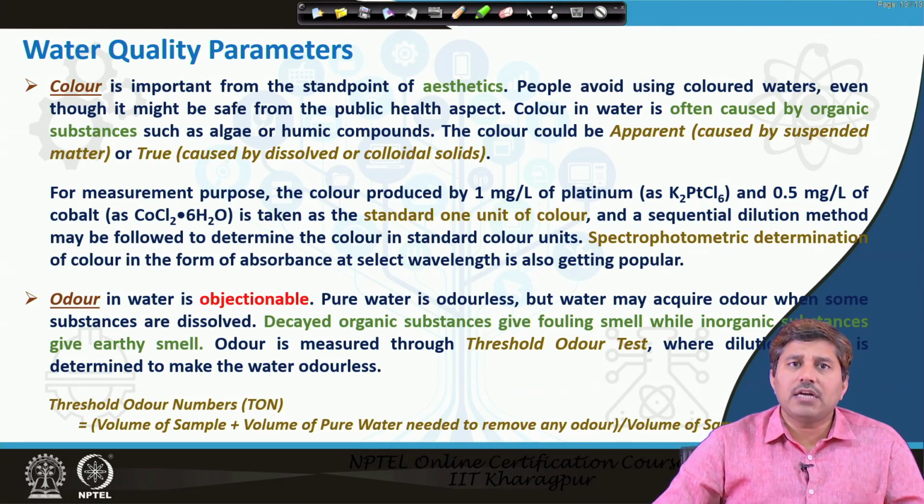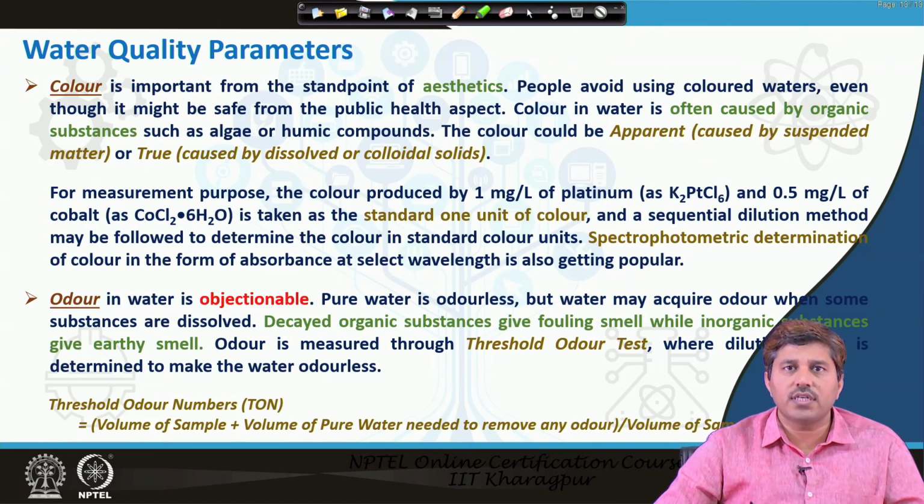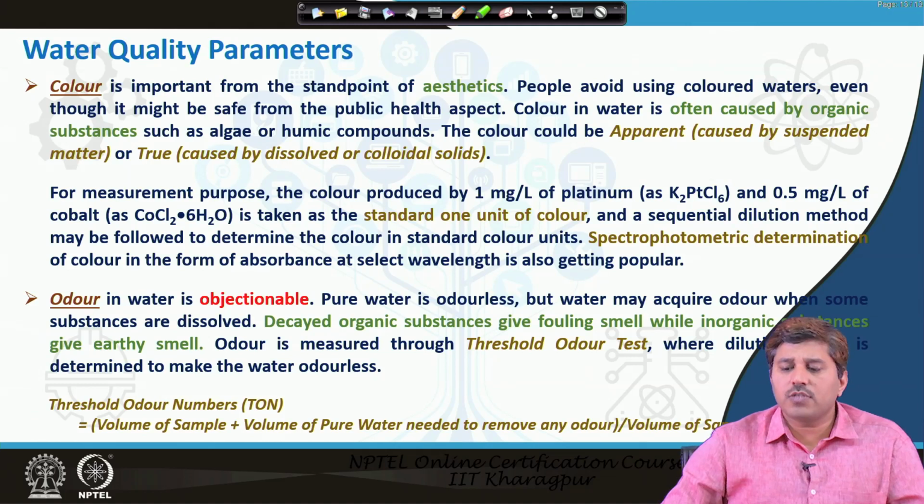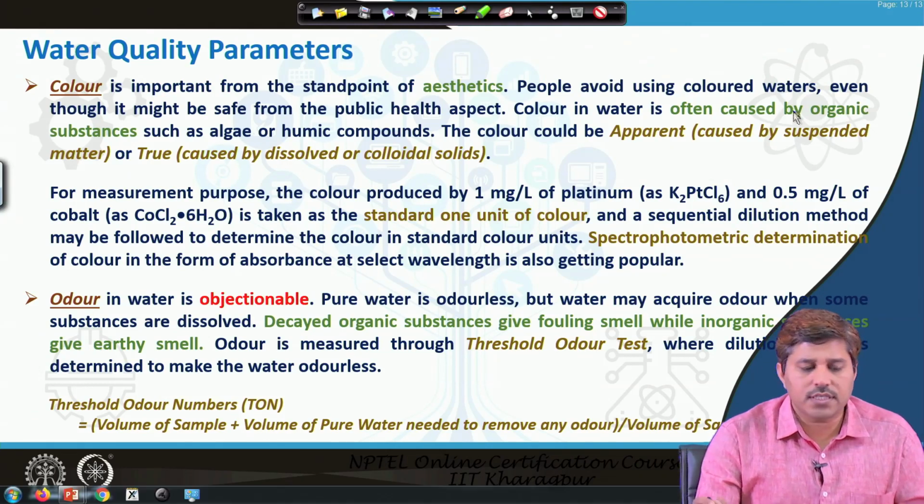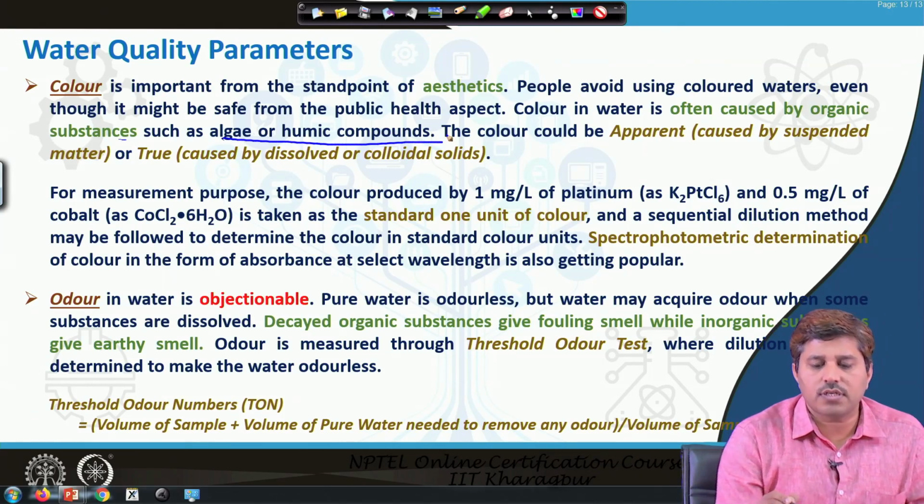Then the color and odor are other couple of parameters which are important more from the standpoint of aesthetics. Okay. Both are objectionable in the water, okay. Particularly for drinking purpose. So, no one wants to have a color or odor coming from the drinking water. People avoid using colored water, even if it is safe from the public health aspect. Okay. So, color is generally caused by organic substances such as algae or humic compounds.